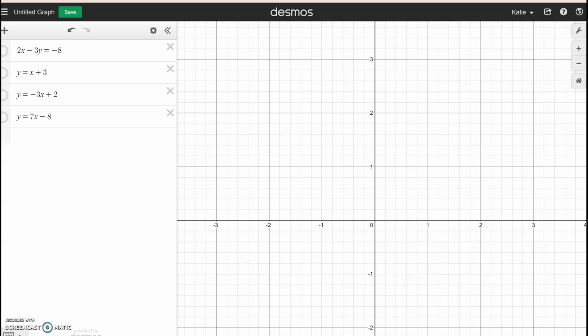Before I go through the substitution method, I'm going to go back into Desmos and have a look at these two equations, which will be our first question. The line 2x minus 3y equals negative 8, which is graphed in red, and the line y equals x plus 3. There is only one point that both lines have in common, and that is our point here at negative 1 on the x-axis and 2 up. So at the point negative 1, 2.